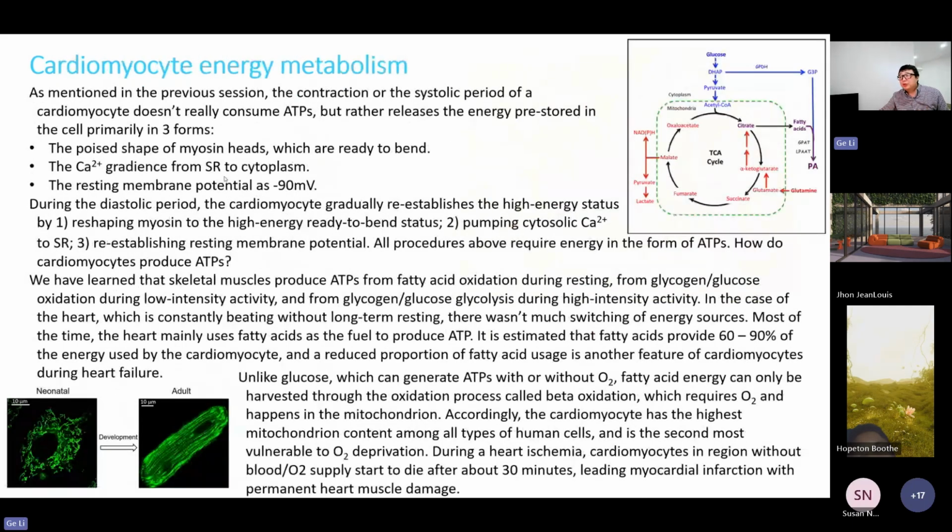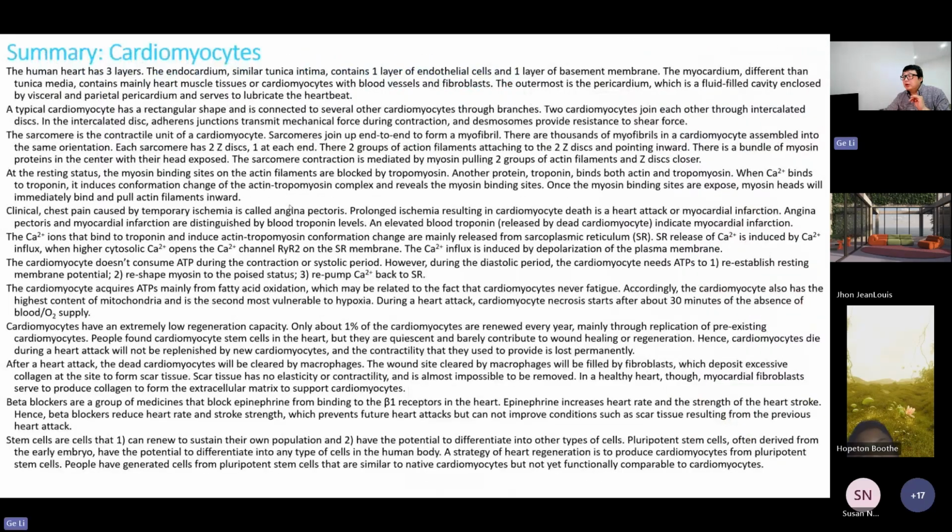So let's briefly review. There are mainly three ways that the cardiomyocytes need ATP: to reposition the myosin in the poised shape, the high energy status; to reabsorb the calcium ion from the cytoplasm back to the SR; and to reestablish the resting potential in the cell membrane. It's all here. Okay, almost done.